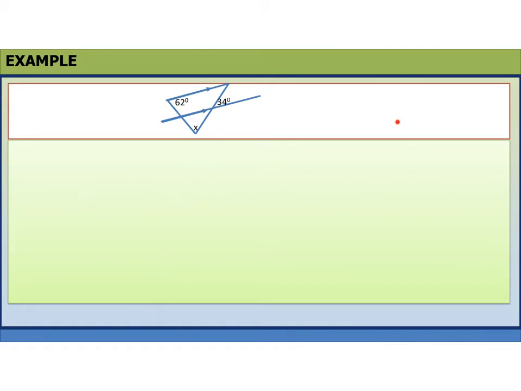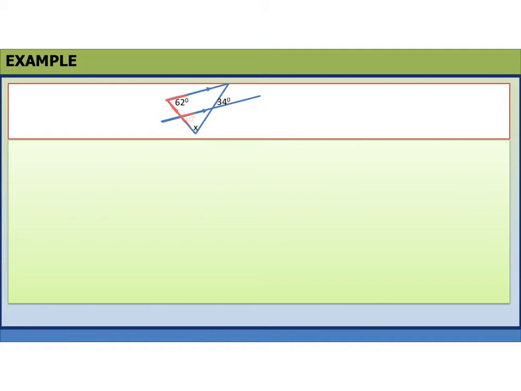So let's have a look at this one. What we've got here is a similar sort of question. We're mixing together the angles on parallel lines and straight lines. So we'll start with this 62. Now, I'm going to make it the same as this angle here. I've drawn an F in. So this angle here must be 62 because it's corresponding.